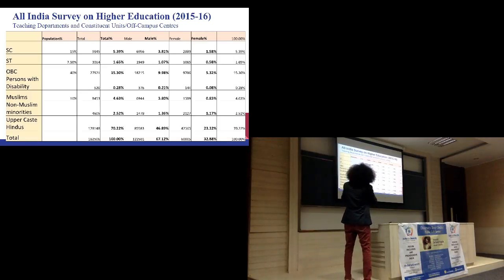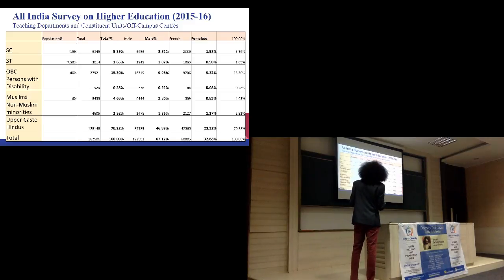So as we can see here, this data speaks for itself. The population of scheduled caste is 15%. The representation in the teaching and education field is 5.39%. Of them, male are 3.81 and female are maybe 2%. STs, a miserable situation, 7.5% in India's demographic calculation. They represent a mere 1.65. Of them, male are 1% and female are 0.58. Scheduled caste, scheduled tribe women are in Indian academia. OBCs represent 40%. Of them, only 15.3% are sitting around us. Of them, male are 9.10% and female are half, 5.3.